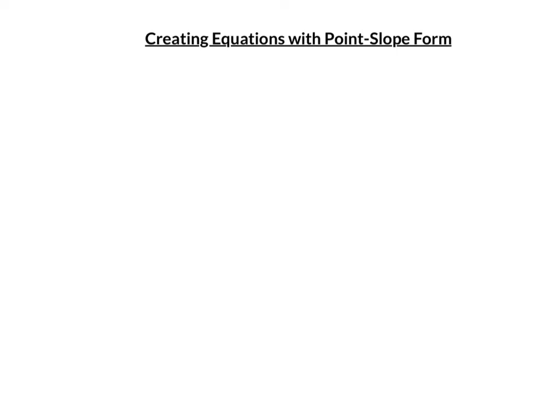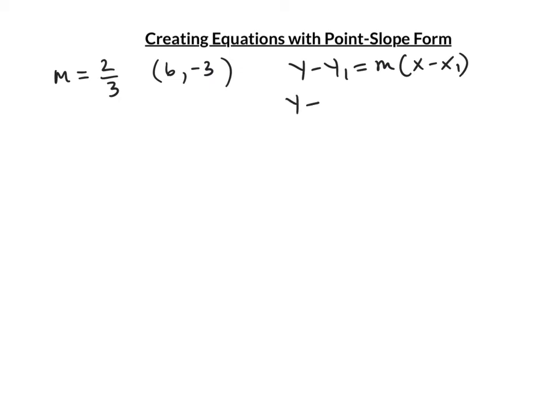A couple more examples, and you need to watch especially the second one. Let's take a fractional slope. If my slope was 2/3 and my point was 6, -3. Now the point slope formula is y minus y1 equals m times x minus x1. That would be y minus the y. Notice the y is -3, and the minus is separate from the sign on the number. y minus -3 equals 2/3 times x minus 6.